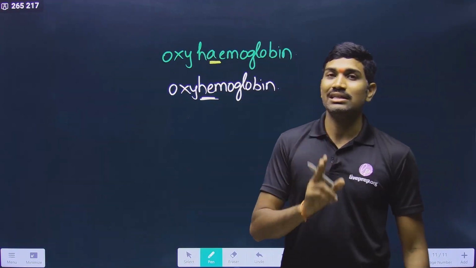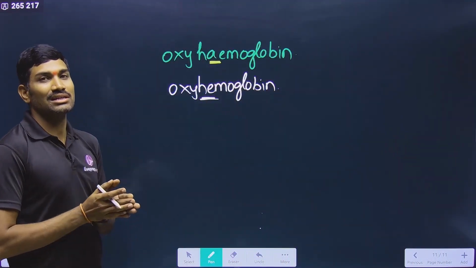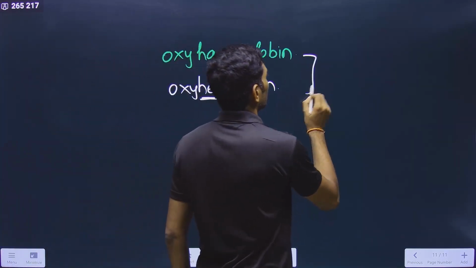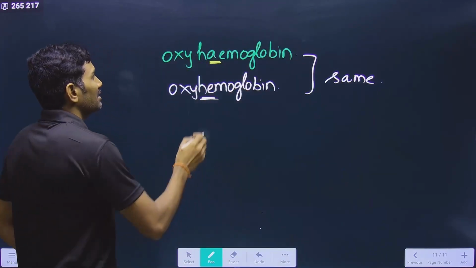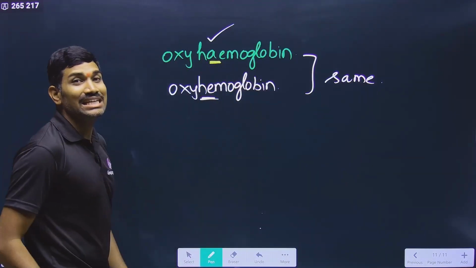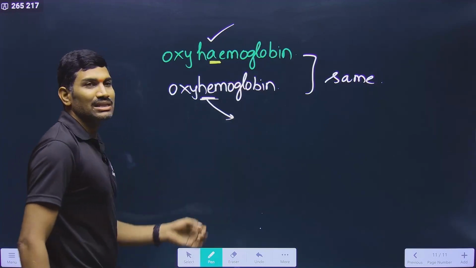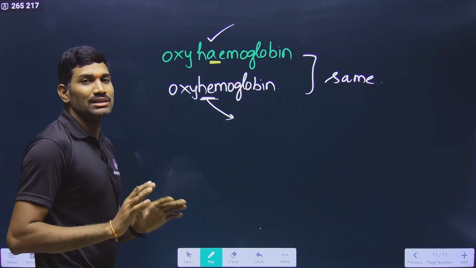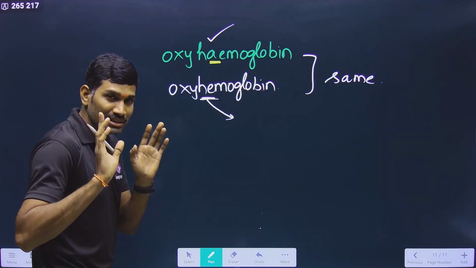I told you in the initial introductory lectures, okay? Before starting the chapters, I told you in some introductory lecture about this. Please remember, both the spellings are same, there is no difference. In the case of British English, we are using HAEMO. In the case of US English, we are using HEMO. Both of them are exactly same. Some students are thinking that both of them are different. They are not different, both of them are exactly same.